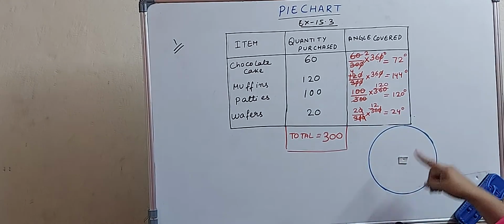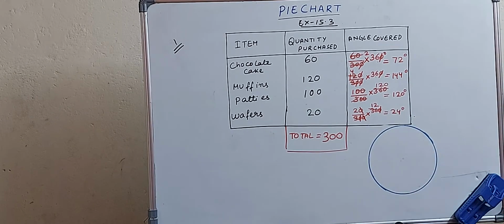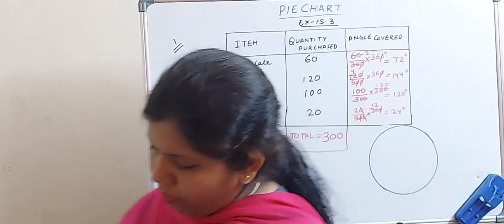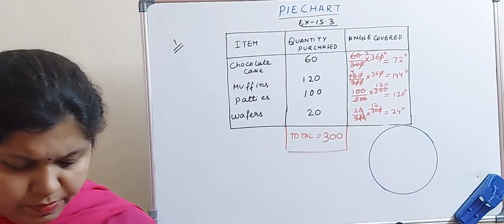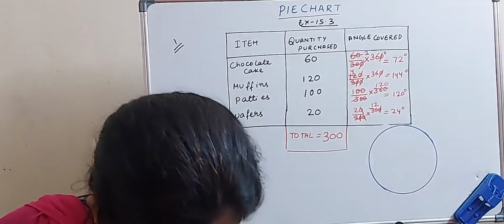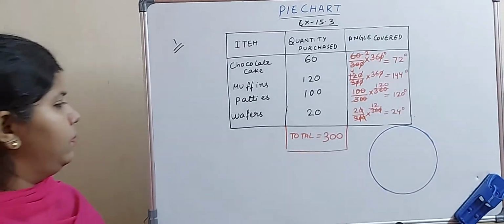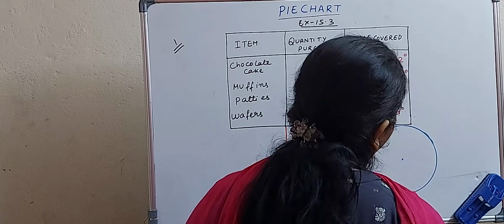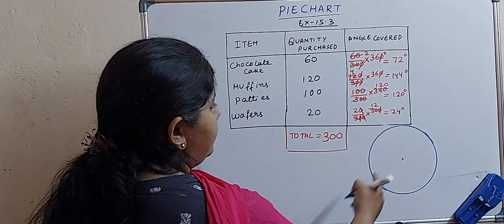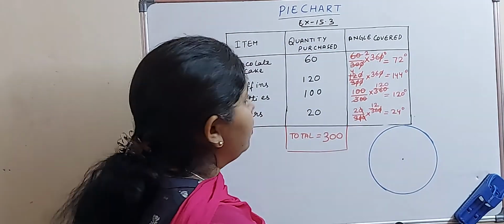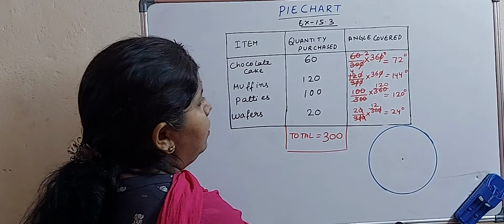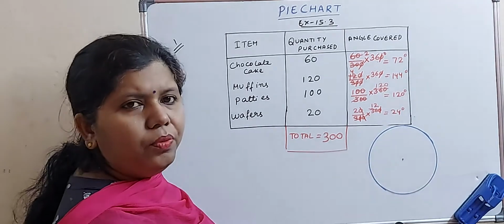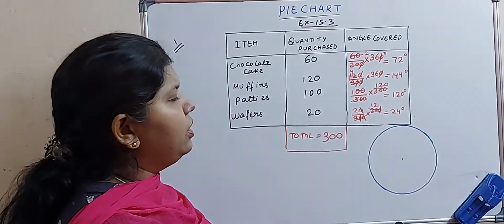Okay, so already the circle is formed. Now what will we do? We have to divide it into sectors as per the given data. This is the center of the circle which we have marked already. Now what we need is a protractor. Why do we need a protractor? In order to measure the angles.